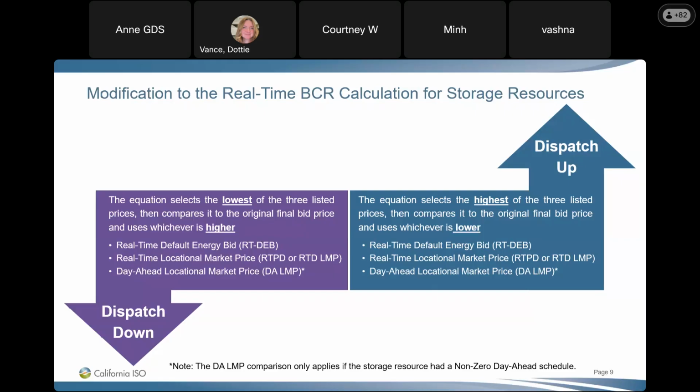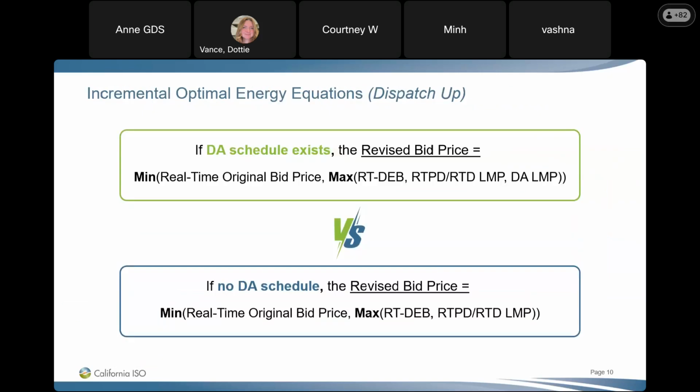So if we start first, let's look at dispatch up, because that was the last thing I talked about. I just took the words that I just said and that were on that screen and put them into equation form. Again, just giving it to you in a different variety so you can see what it looks like written out mathematically. So this shows if the day-ahead schedule exists versus if it's not impacted. This equation shows that the revised bid price is going to equal the highest of the three listed prices, and then compare it to the original final bid price and use whichever is lower.